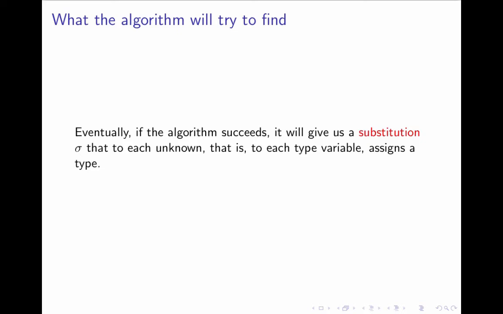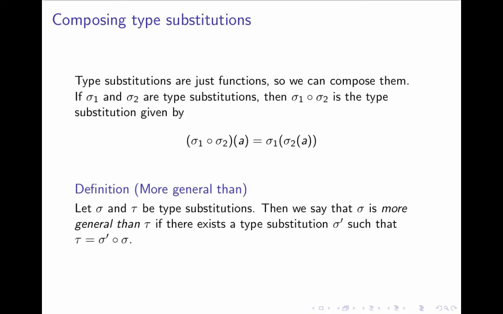So eventually, if the algorithm succeeds, it's going to give us a substitution sigma that for every unknown, meaning for every type variable, assigns a type. Now, substitutions are just functions, and so type substitutions can be composed because they're functions. If we have two type substitutions, sigma 1 and sigma 2, then sigma 1 circle sigma 2 is also a type substitution. It's given by the composed substitution applied to a type variable A, found by simply applying sigma 2 to A and then applying sigma 1 to the result.